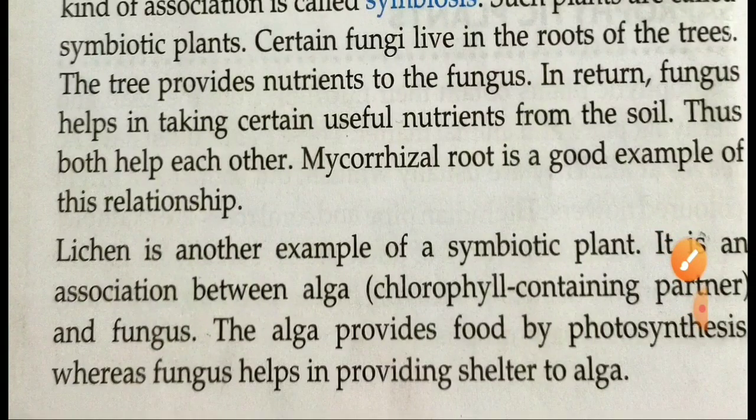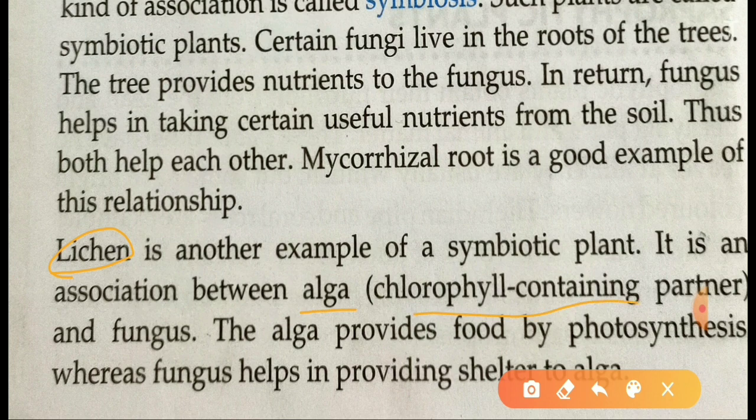Now one another example, lichen. Lichen also has a symbiotic association, or we can say the name of the symbiotic association is lichen, in which algae, the chlorophyll-containing partner, and fungus, a non-green organism, live together. When the algae and fungus live together, that symbiotic association is known as a lichen.